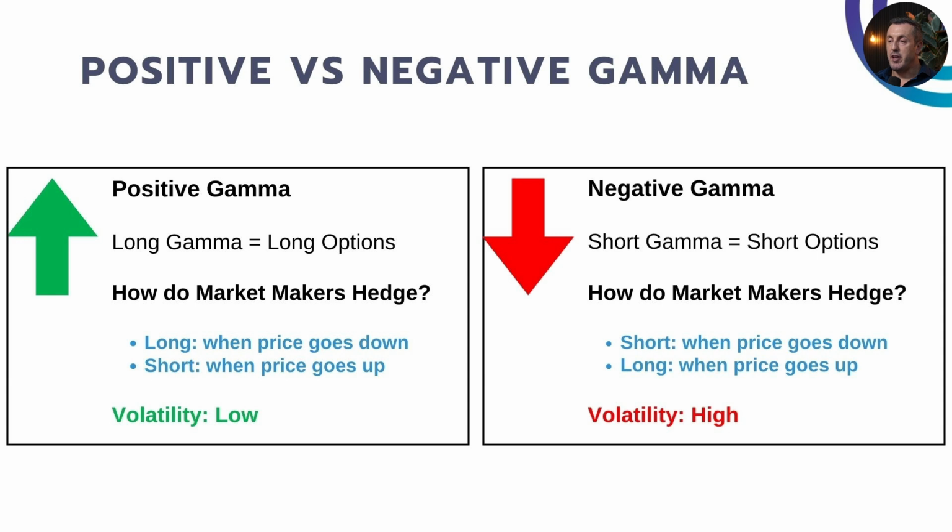In negative gamma, instead, the market maker hedges by selling the underlying when the price falls and going long when the price goes up. This creates more volatility in the market, and when we are in negative gamma, we can see big price swings during the day. Again, an important clue for a trader.